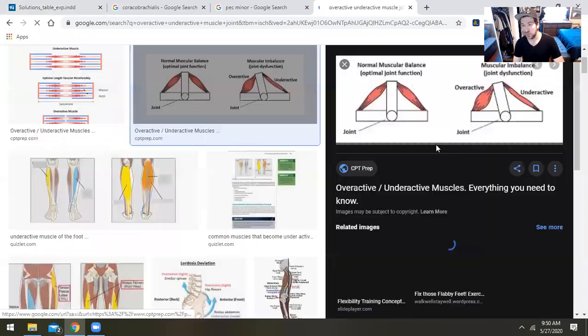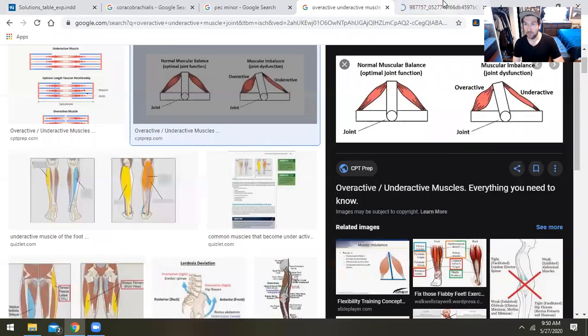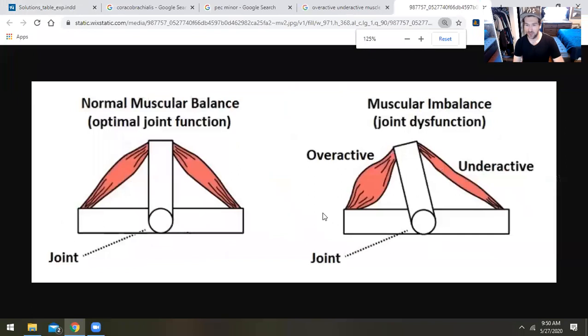There we go. We're seeing something like this, right? We're seeing too much pulling over here and not enough over here. So we're going to inhibit this first, then we're going to lengthen it, then we're going to activate this muscle and integrate it with how to work with the rest of our body. That's going to pull this back into a neutral position.